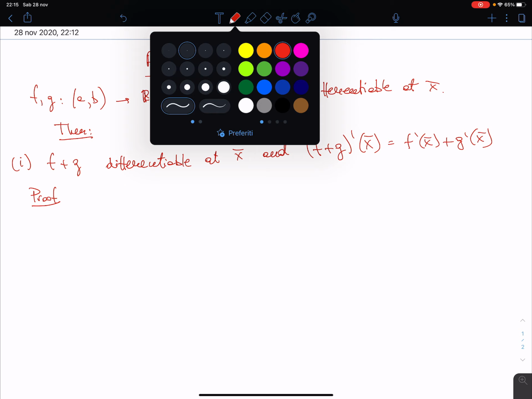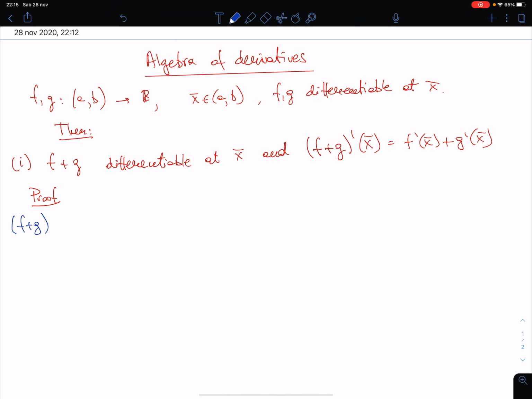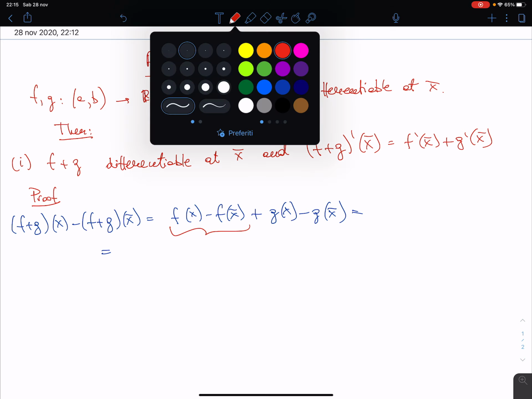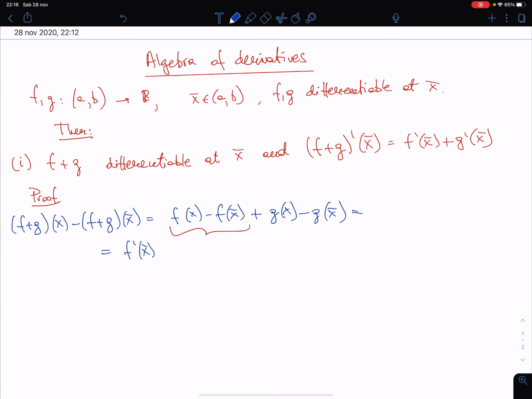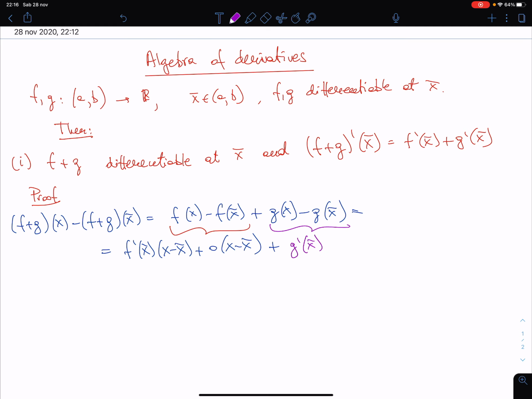Again, we look at the increment of f plus g, so we compute (f plus g)(x) minus (f plus g)(x bar). Of course, this is f of x minus f of x bar plus g of x minus g of x bar. Okay, and this is equal to what? The increment of f is f prime of x bar times x minus x bar plus little o of x minus x bar, plus the other term, g prime of x bar times x minus x bar, plus little o of x minus x bar as x goes to x bar.